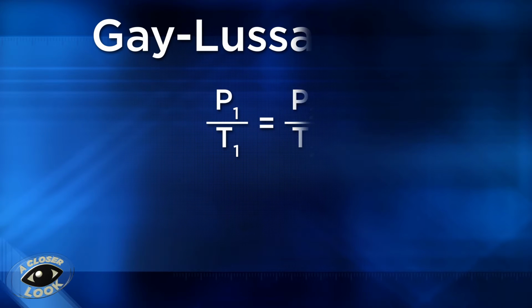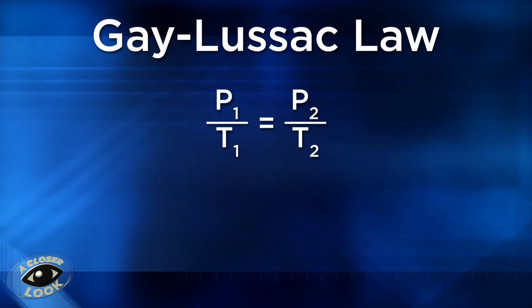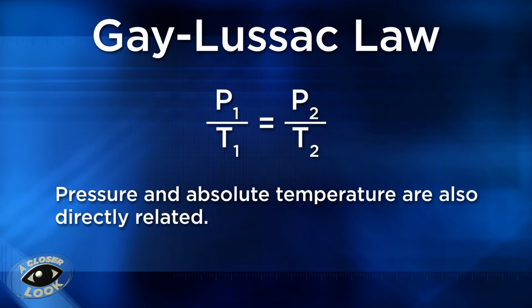The final gas law we're going to work with in this closer look is called the Gay-Lussac law. We've examined all combinations of the four variables that describe the properties of a gas except for pressure and temperature together. And that's exactly what Gay-Lussac law does. It turns out that pressure and absolute temperature are also directly related. We've done enough of these gas law problems so that you can probably work a sample problem by yourself. Let's give it a try.